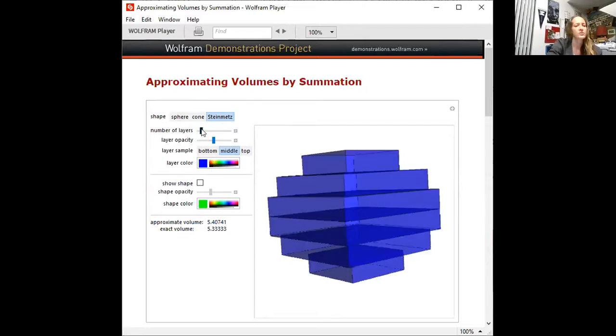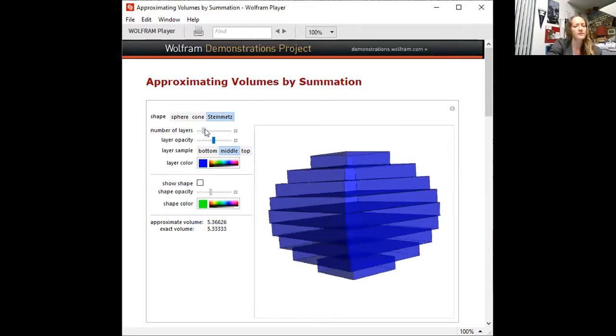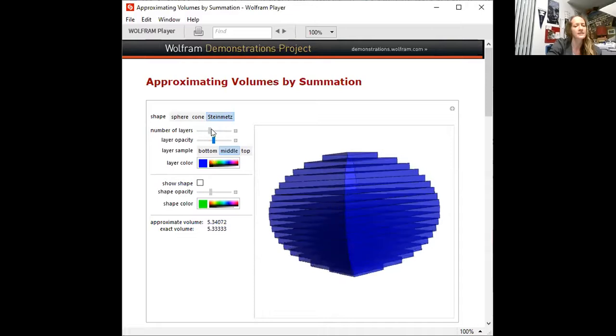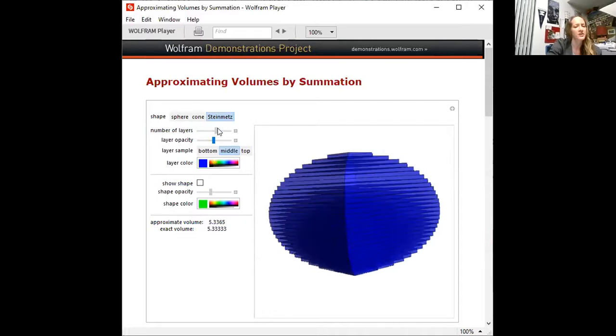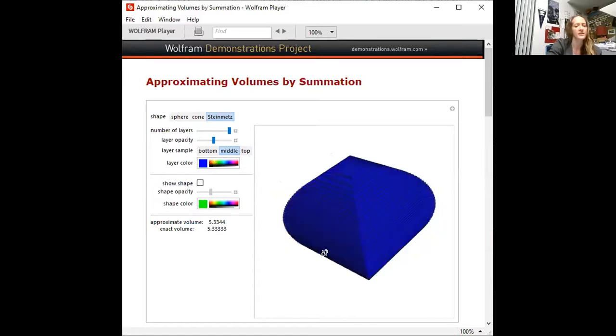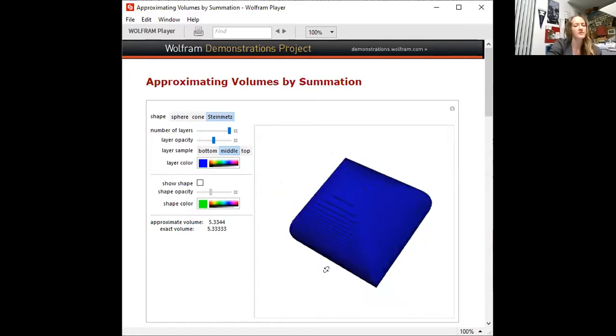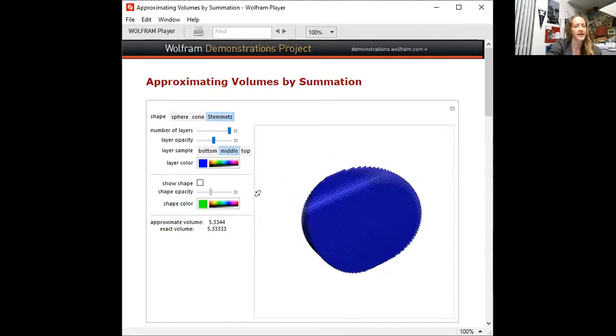But as I include more and more layers, this time I'm taking slices, but I'm making the slices thinner and thinner and thinner. And we start to see what this Steinmetz is actually supposed to look like if it was infinitesimally thin, if it was smooth and it wasn't all jagged. Yes, it's still jagged. You guys can still see those jagged edges. But man, it's a lot closer to what it's supposed to be.